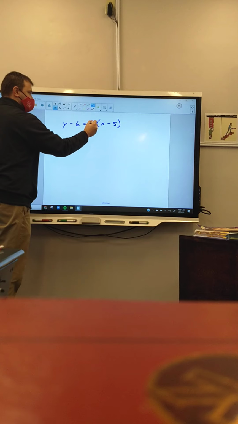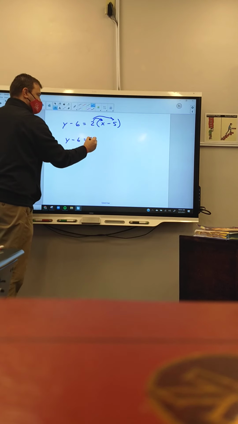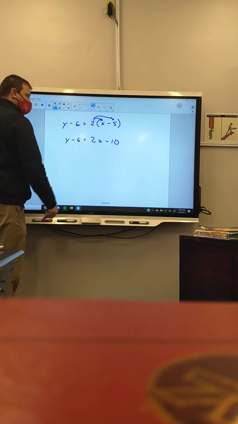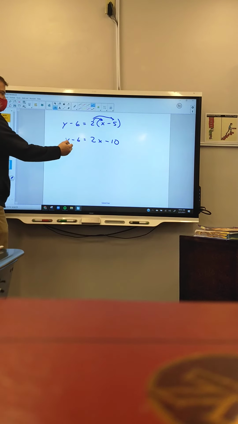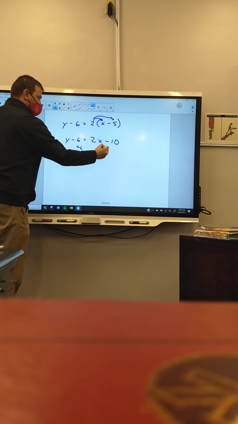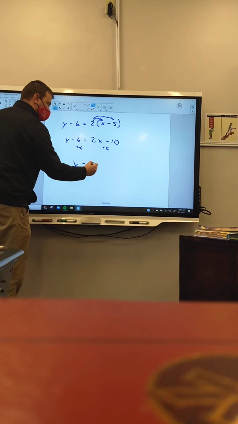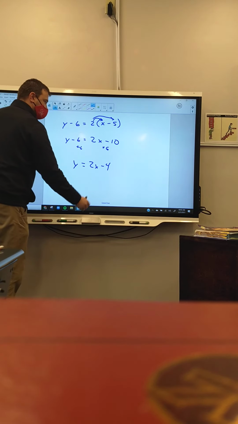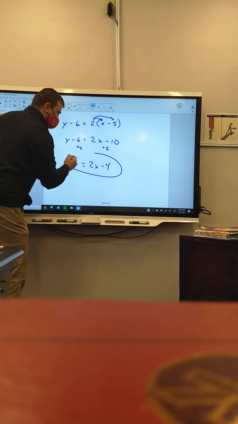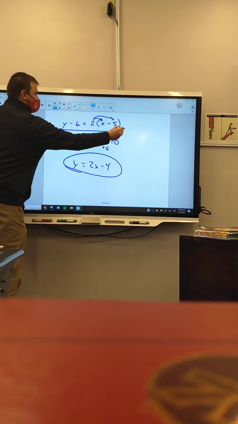Y minus 6 equals, let's distribute this, 2x minus 10. And now I see that I've got a negative 6 attached, so let's add 6 to both sides. That'll leave me with just y on this side. Over here I have 2x minus 4. Y equals 2x minus 4 then is the same as this.